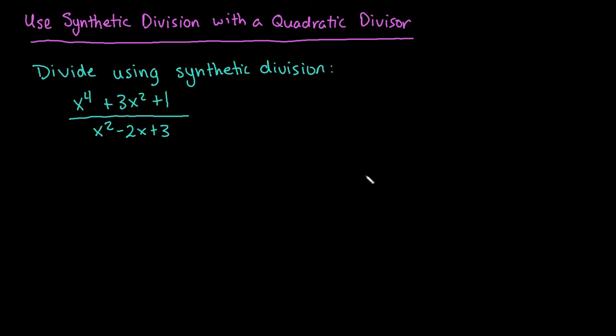Hi, for this video what I'm going to do is show you how to use synthetic division when you are dividing by a quadratic term. Synthetic division is really easy to do when you have a linear term, especially when your coefficient is 1. When you start using synthetic division with quadratic terms or cubic terms, the process becomes more complicated, and so you can always use long division if you like that process better.